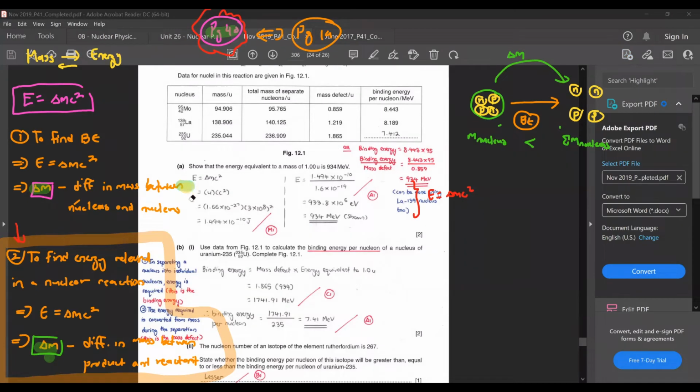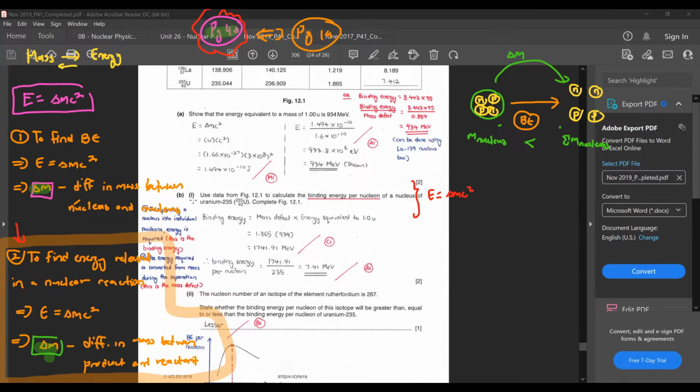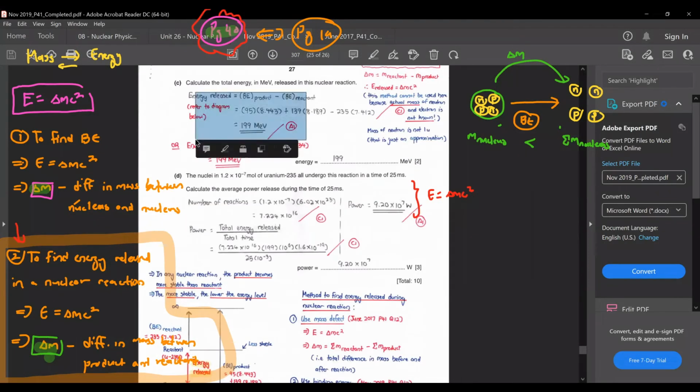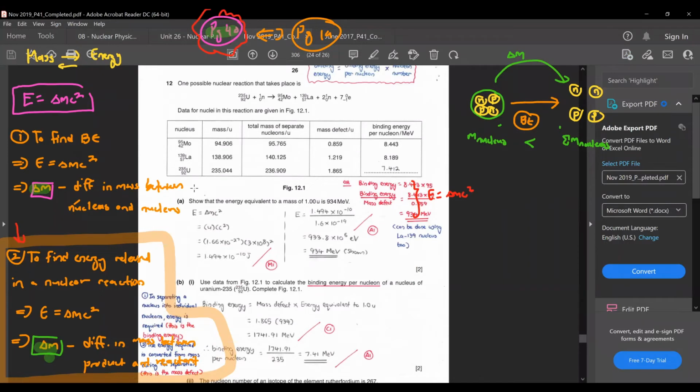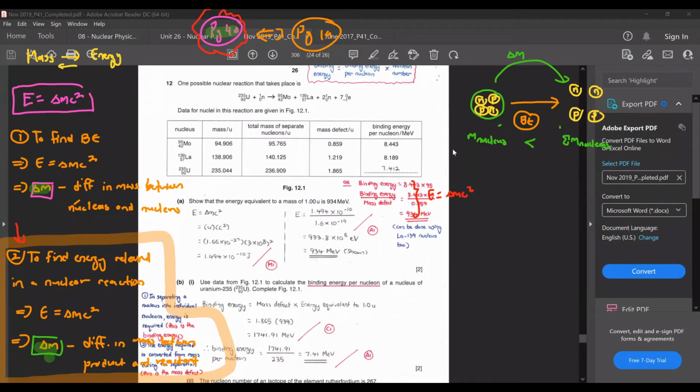Back to what I was talking about just now. We cannot use E equals delta m c squared to find the energy released in this current reaction, because we do not know the masses. We do not know the full value of the masses. What do I mean by that? You look at the products and reactants right now. These are my reactants. And then these are my products.